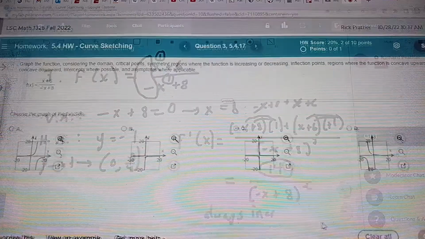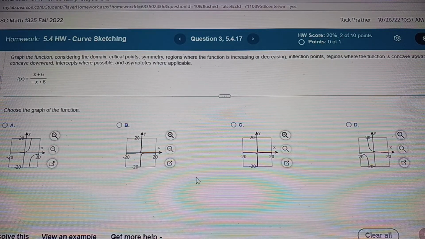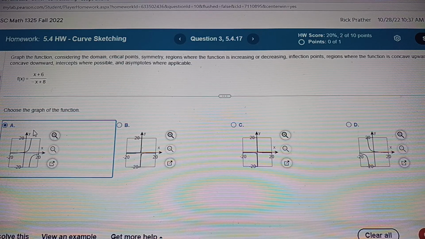So with that much knowledge alone, you could eliminate any graph that shows a decreasing portion. In fact, C is always decreasing, and so is D. A and B are always increasing. And I already know the answer is A because the vertical asymptote was 8, not 0. In fact, there's a y-intercept of 0, 3/4. So the graph, this is definitely A.